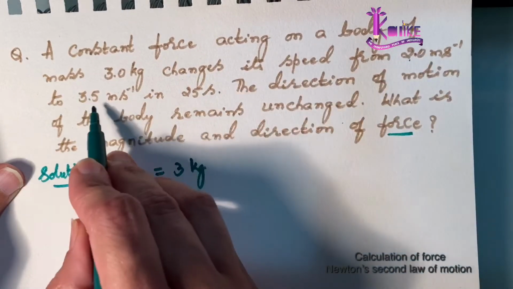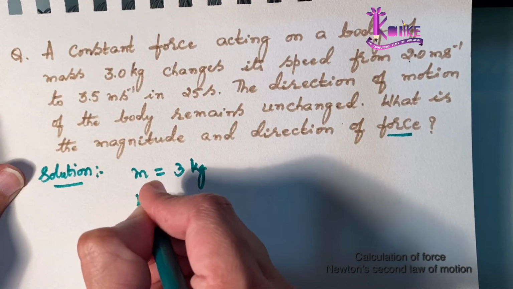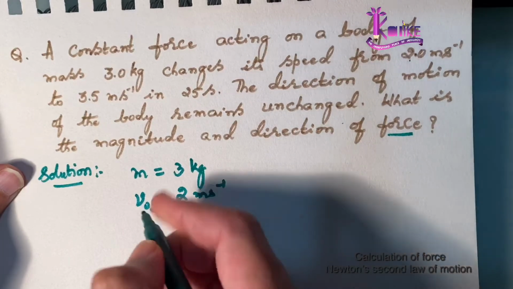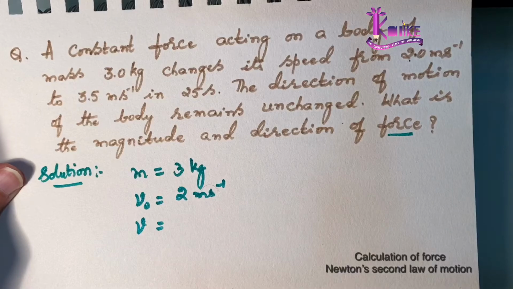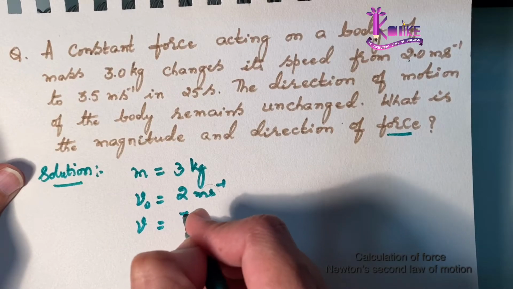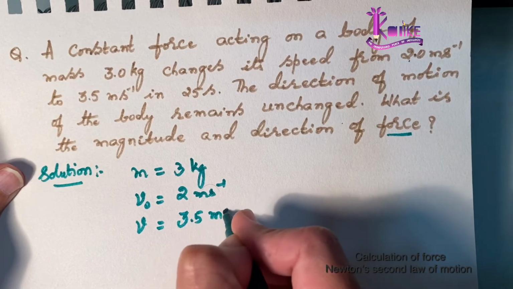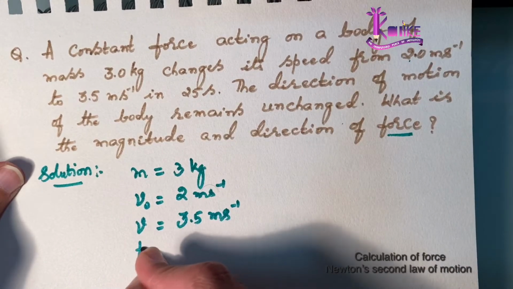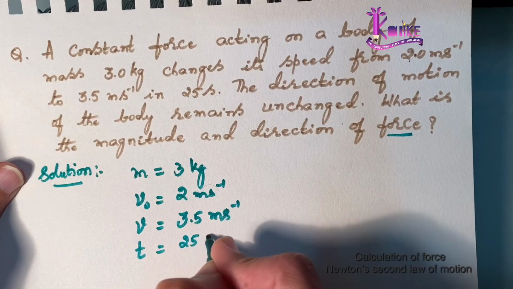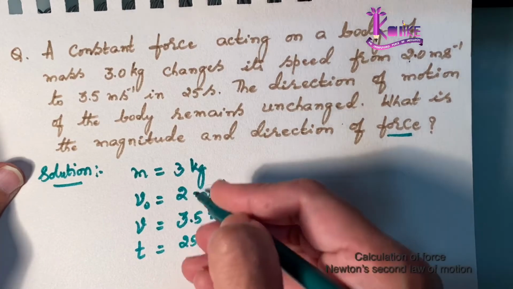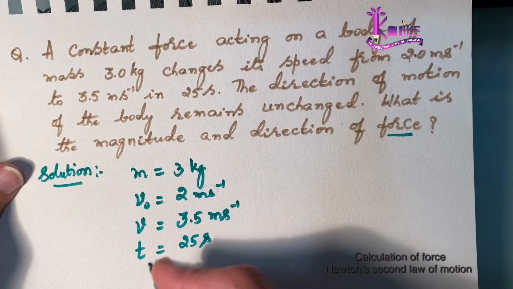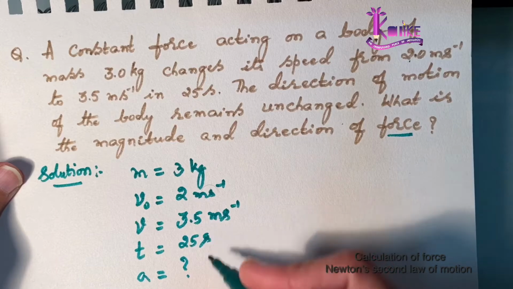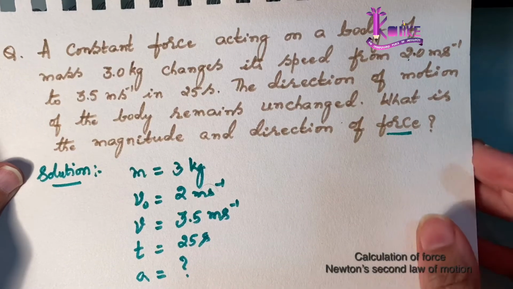Then its speed is changing from 2 to 3.5. So this becomes the initial speed, this becomes the final speed. So V0 is 2 meter per second, and V is 3.5 meter per second. And all that happens in just 25 seconds. So the constant force is applied for 25 seconds. That means it is certainly undergoing an acceleration which is not given, right? Because there's an increase in speed, it's definitely undergoing an acceleration.